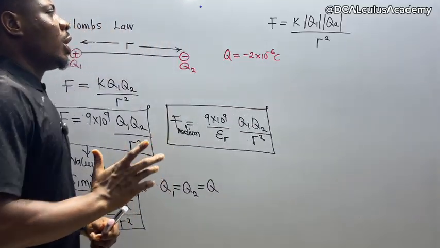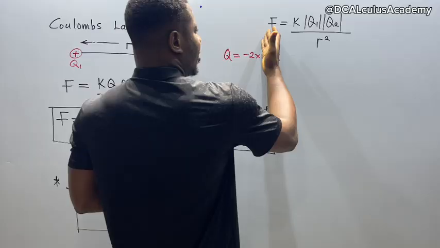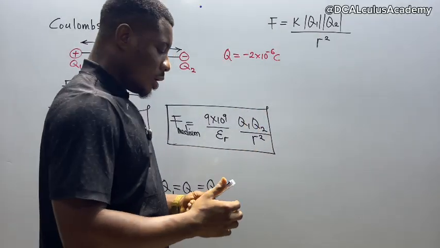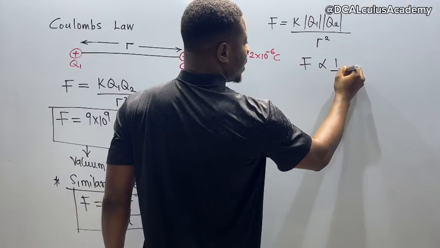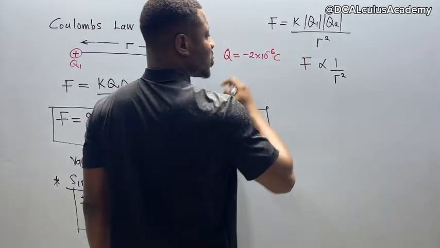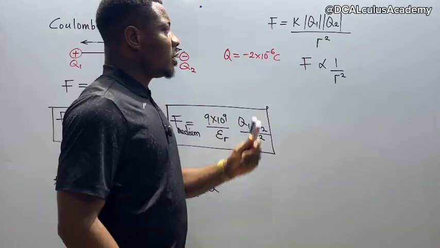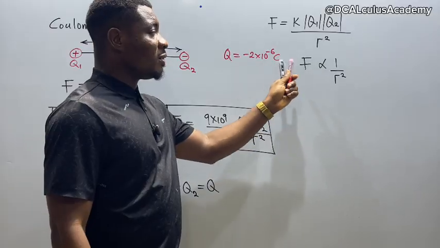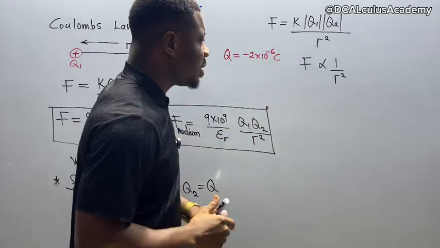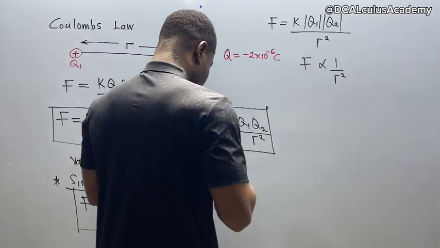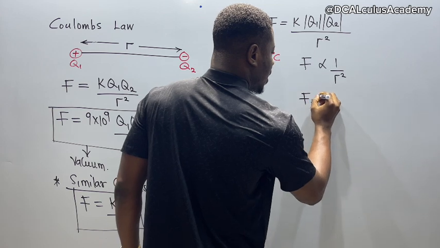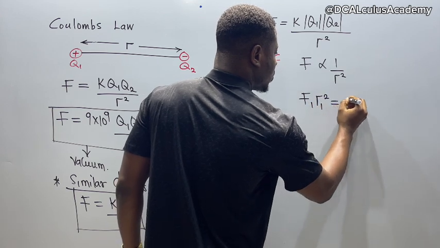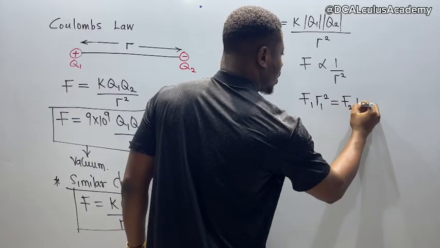Now, again, what is the relationship between F and R? You can see that F and R are inversely related. F and R squared: the relation is that F is inversely proportional to R squared. What does that tell me? It tells me that if I vary these two, F1 R1 squared will be equal to F2 R2 squared.